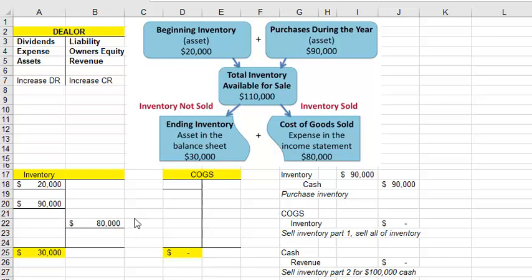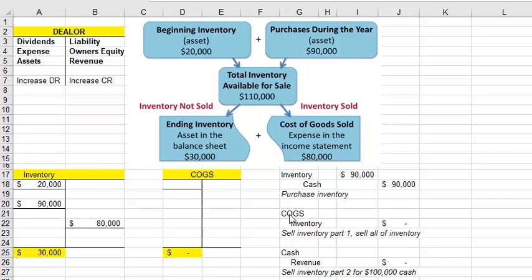The first is we used to have $80,000 in inventory, and now that is gone. That's walked out of the door with our customer. And the other piece is now we're getting cash from our customer. So in this case, we're saying $100,000 in cash from the customer. So let's record those two different pieces. So we're seeing here, I've added those over here.